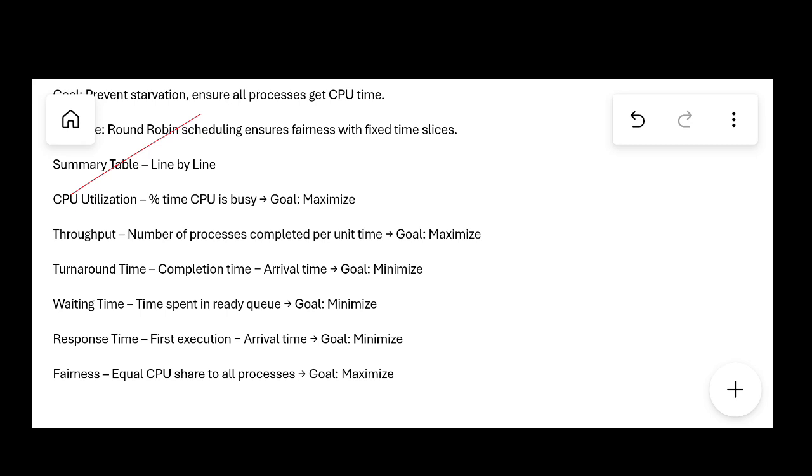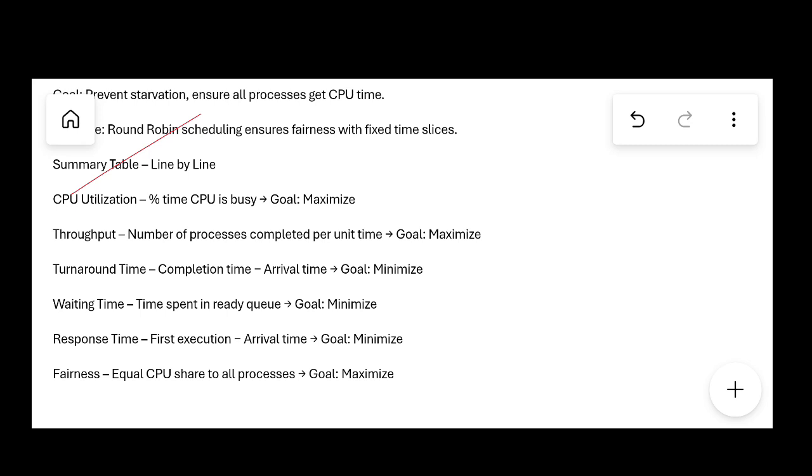Then response time: the goal is to minimize. It's critical for interactive systems. Then fairness: the goal is to maximize, to prevent starvation and ensure all processes get CPU. Right?